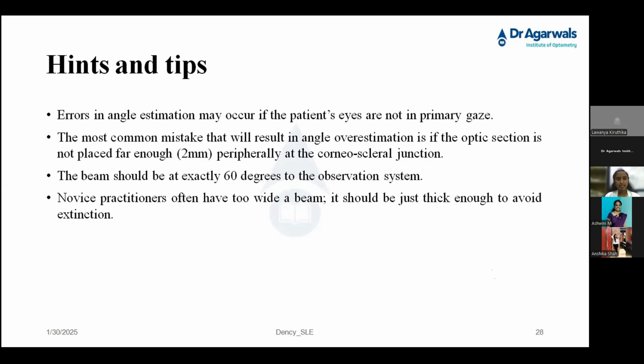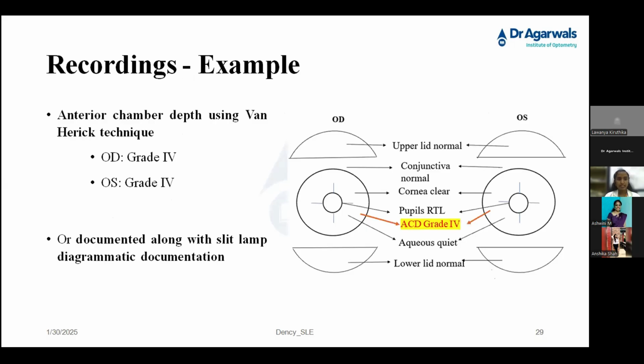The most common mistake that results in angle overestimation is if the optic section is not placed far enough peripherally at the cornea's sclera junction. The beam should be at approximately 60 degrees to the observation system. Practitioners often have too wide a beam. It should be just thick enough to avoid extension.